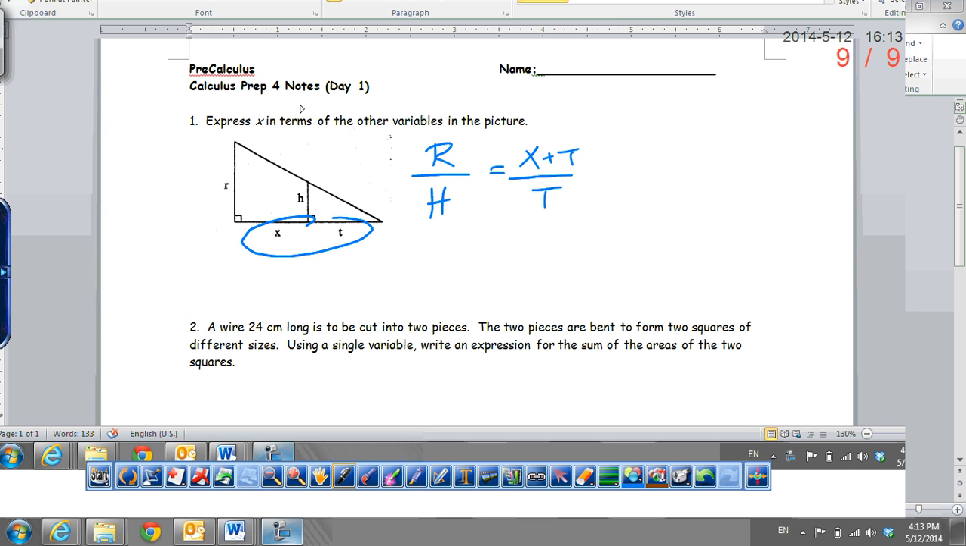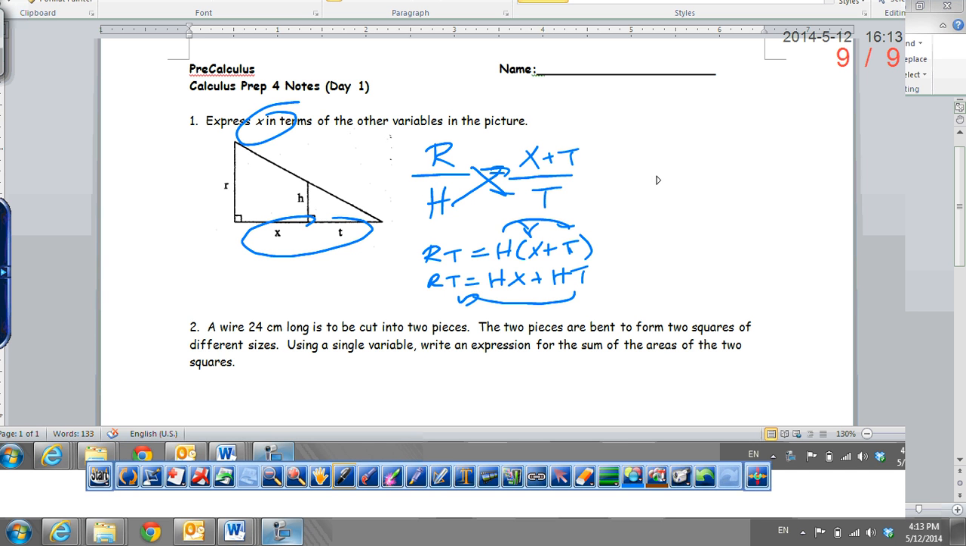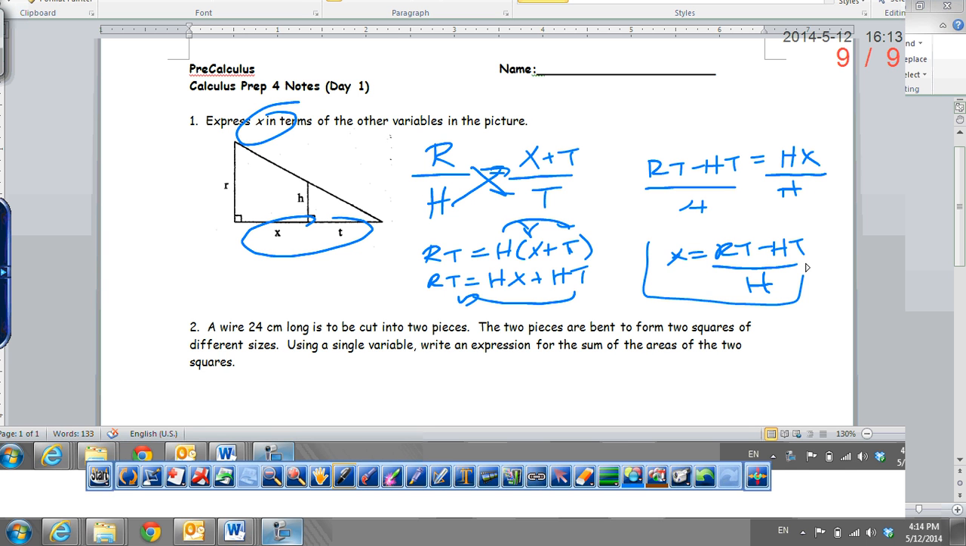Now I'm trying to solve for x, express x in terms of everything else, so I'm getting x by itself. So we cross multiply here. I get RT is equal to H times (X plus T). Next thing I would suggest doing is distribute. So I get RT is equal to HX plus HT. Now I'm trying to get X all by myself, so move HT over. So I get RT minus HT equals HX. Then last thing we do is divide both sides by H. And so X is going to be (RT minus HT) over H. That's as far as we can go.